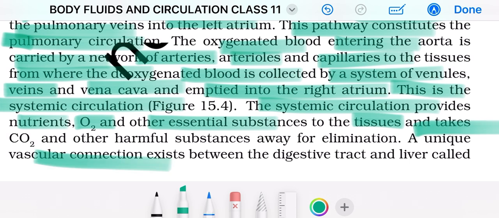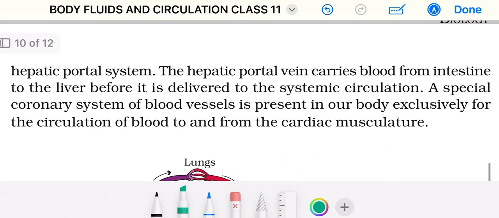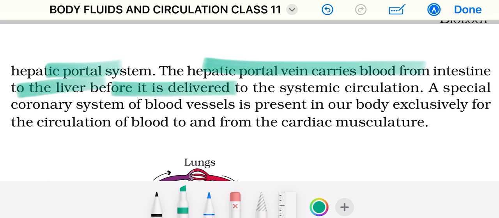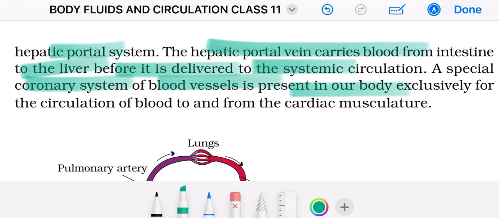A unique vascular connection exists between the digestive tract and the liver, called the hepatic portal system. The hepatic portal vein carries blood from the intestine to the liver before it is delivered to the systemic circulation. A special coronary system of blood vessels is present in our body exclusively for the circulation of blood to and from the cardiac musculature.